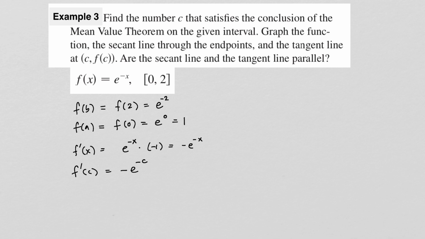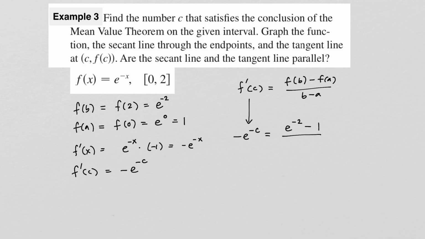So now the mean value theorem says there must exist a number c such that f prime of c is equal to f of b minus f of a divided by b minus a. F prime of c is negative e to the -c. F of b is e to the -2 minus f of a is 1, and then divided by b minus a, which is 2 minus 0.